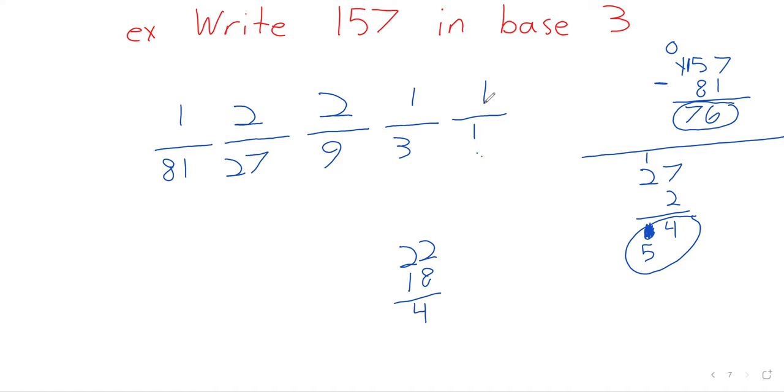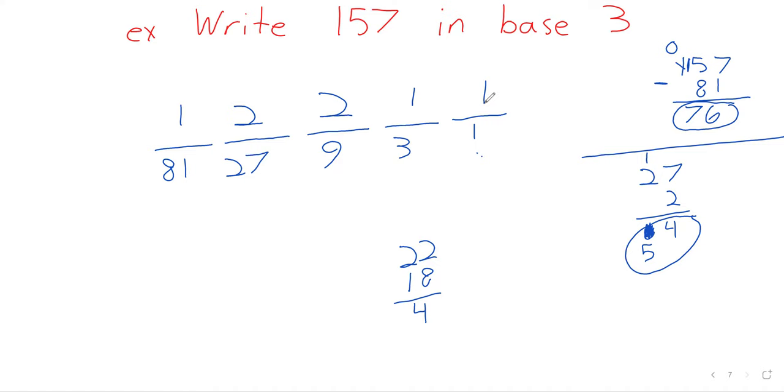And notice that if we start on the left, this is going to work automatically. At no point did we get any number that was 3 or bigger when we were doing these divisions. So kind of a hassle, to be honest, but at least it's an algorithm. At least you don't have to sort of use your creativity.